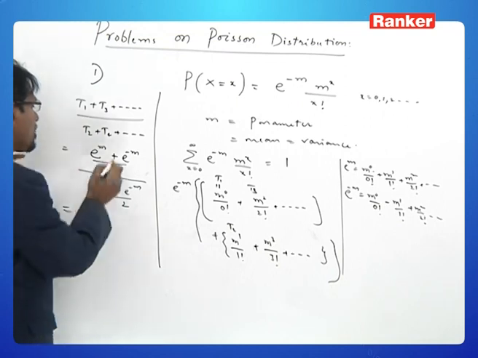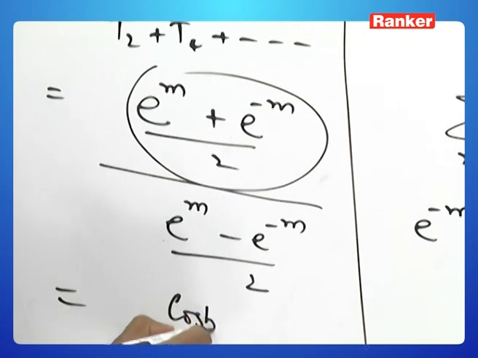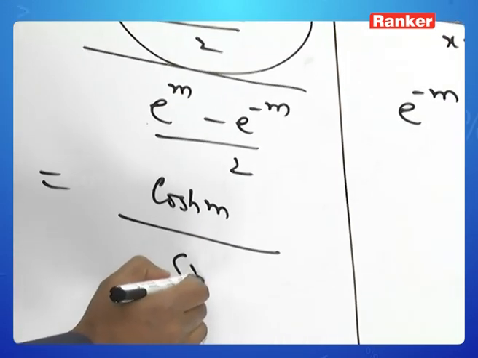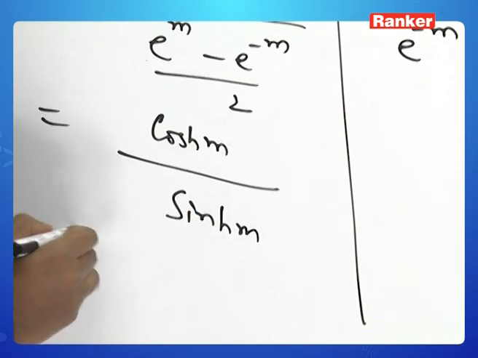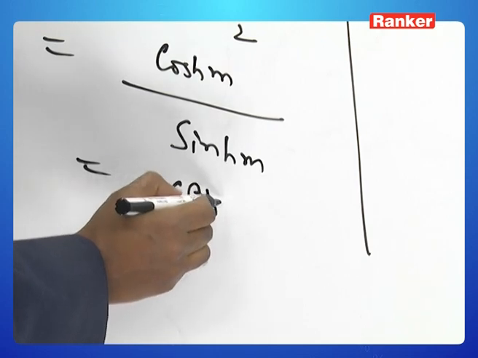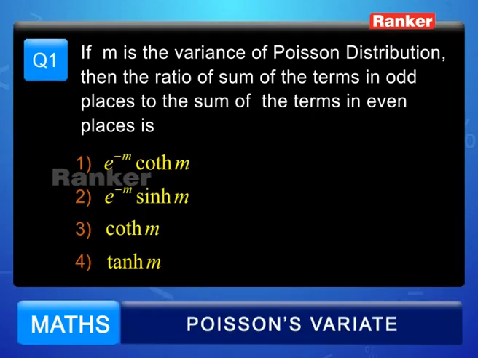We know that this is nothing but hyperbolic cos m, and the denominator is hyperbolic sin m. So, what do we have? It comes out to be cot hm. Therefore, the answer is 3. Third option is the answer.